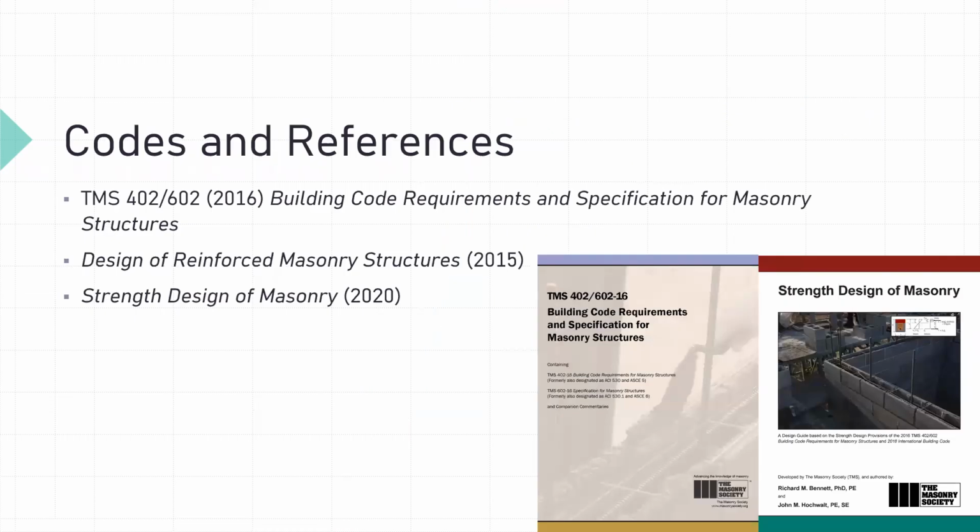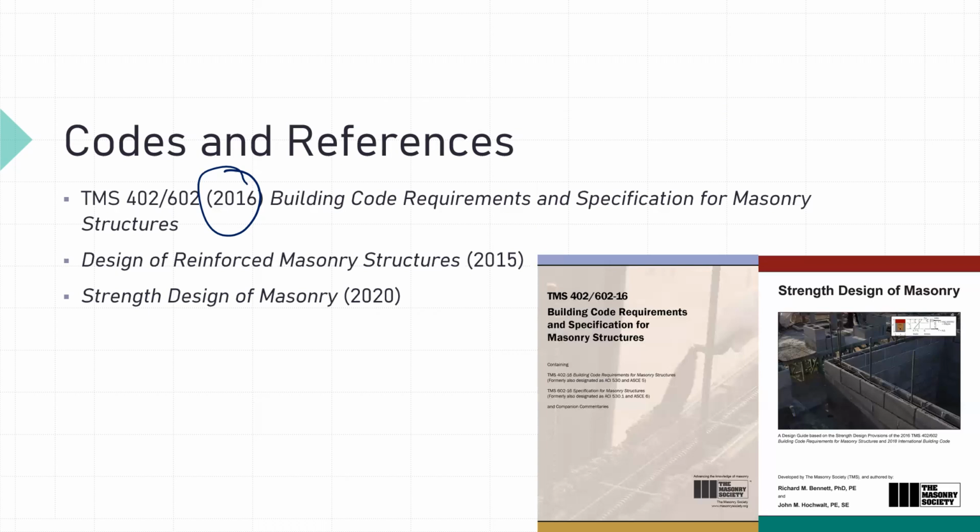Our code references are TMS 402-602, the building code requirements and specification for masonry structures. We're using the 2016 version for today's presentation, which is adopted in the 2018 IBC. Not much changes between 2013 and 2016. The 2013 version of TMS 402-602 is adopted in the 2015 IBC. Depending on where you are practicing, verify in Chapter 35 of your building code, which has referenced standards, which version of TMS 402-602 is referenced where you're practicing.